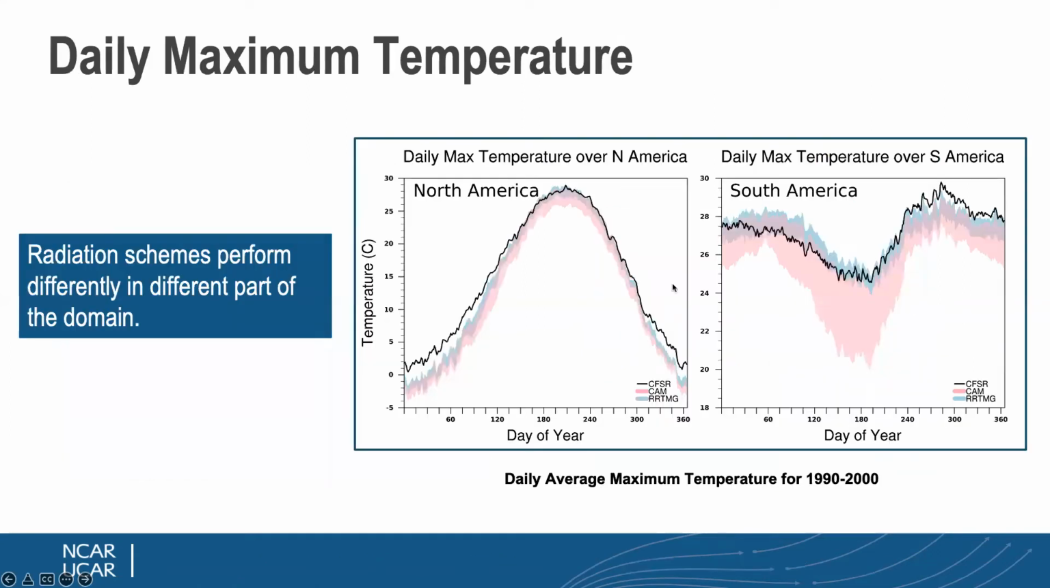In this example, I'm showing you the daily average maximum temperature for the entire North America and the entire South America. The black line is the observations. The blue line represents 12 of the simulations run with 1 radiation scheme. The pink line represents the other 12 run with the other radiation scheme. And you can see that if you're over North America, it doesn't really matter which radiation scheme you pick because they both do very well in this area.